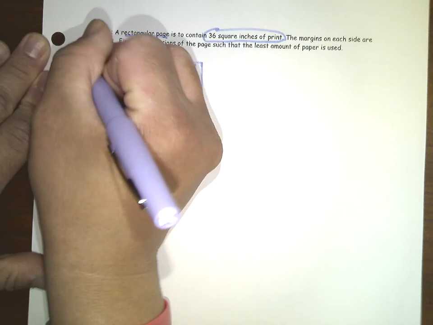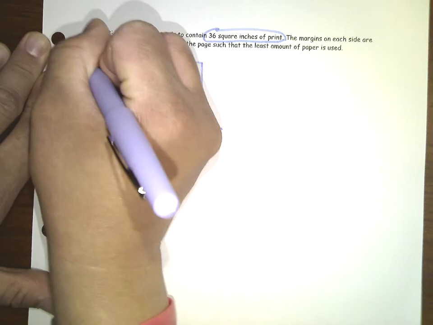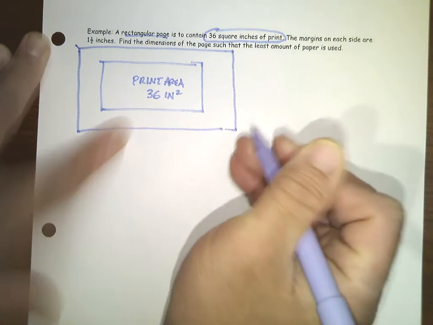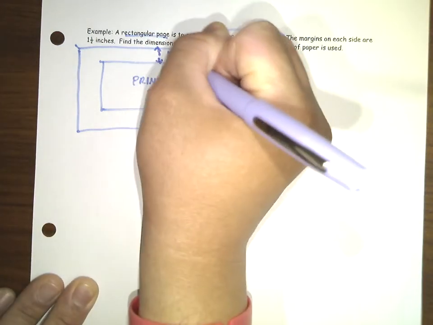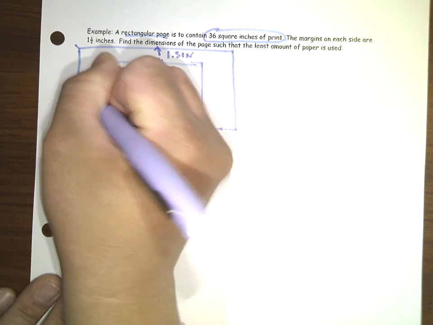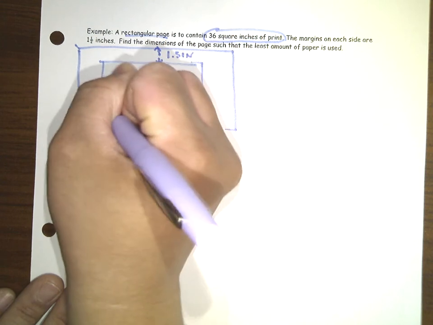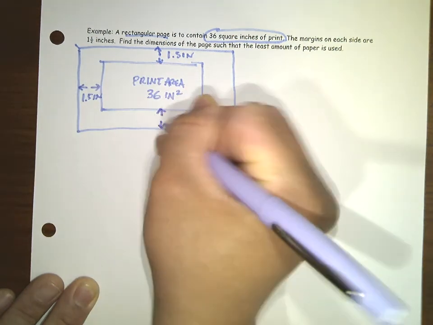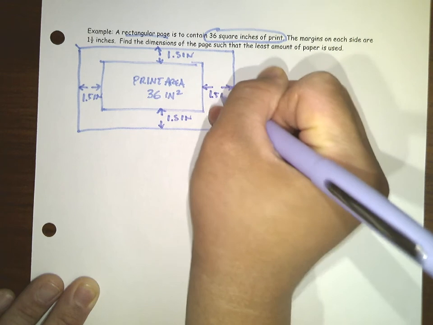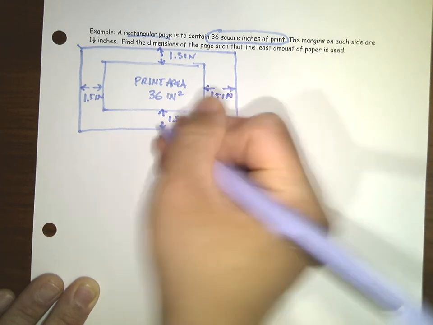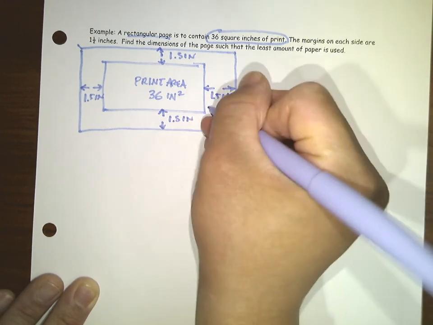All right, so I'm going to draw the margins in. So here are the margins. So that would be 1.5 inches here, 1.5 inches here, 1.5 inches here, 1.5 inches. So these are the margins. All right, so margins.